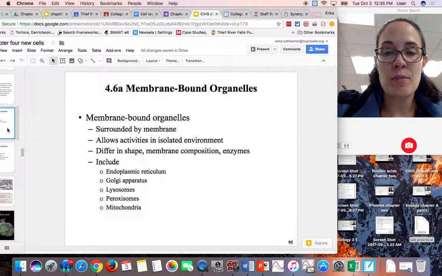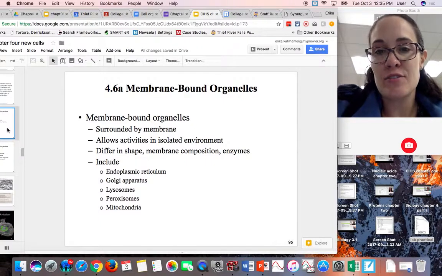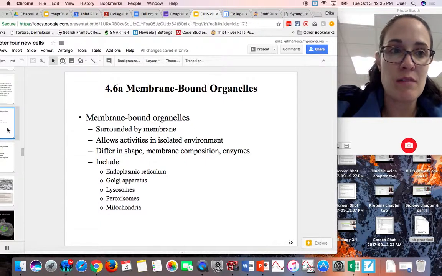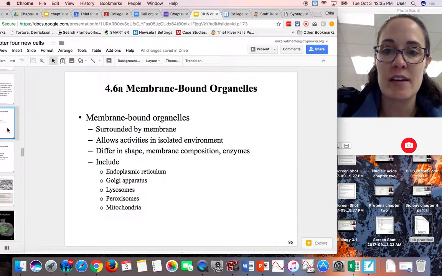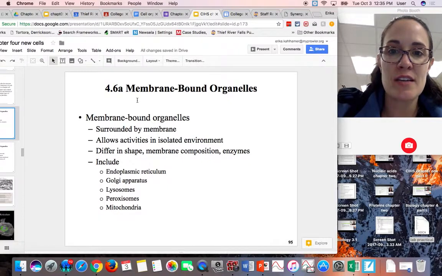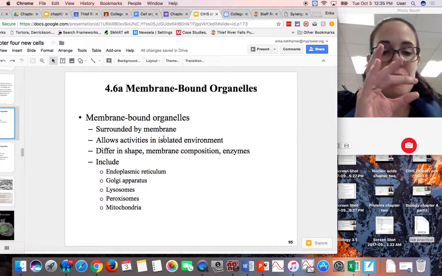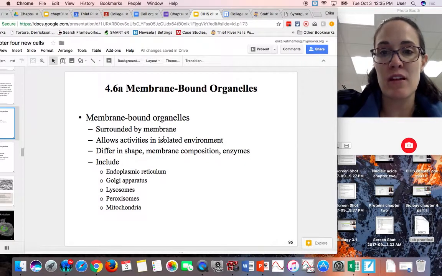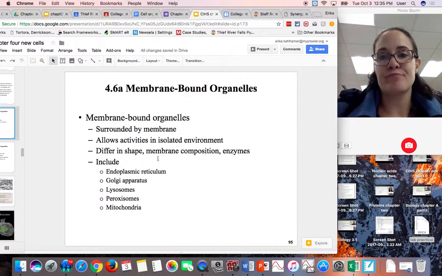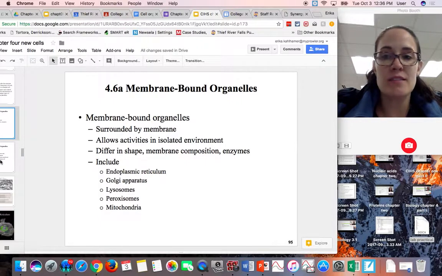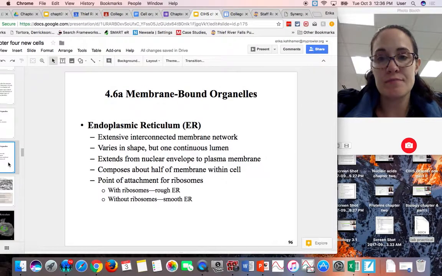All right, so the parts within the cell can be divided into either membrane-bound or non-membrane-bound parts. What that means is if they're a part of the cell like the mitochondria right here, if they essentially have another membrane specifically around them and have a separate internal environment compared to the cell, then they're membrane-bound. The endoplasmic reticulum, Golgi apparatus, lysosomes, peroxisomes, and mitochondria are all examples.